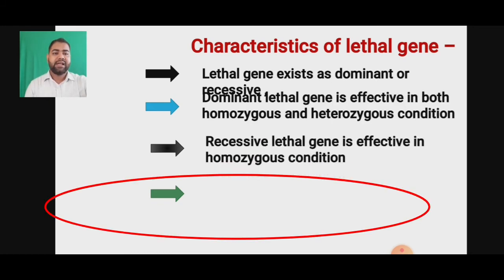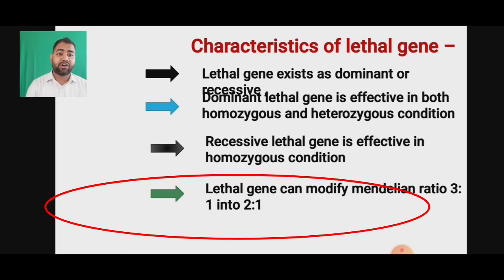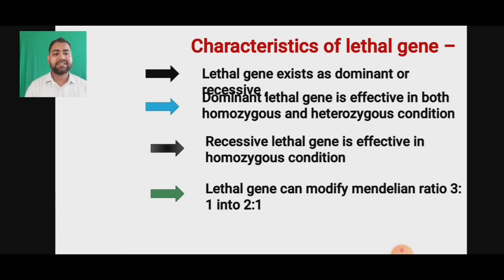Number 1, a lethal gene exists as dominant or recessive. Yes, students, I repeat this: a lethal gene exists as dominant or recessive. A dominant lethal gene is effective in both homozygous and heterozygous condition. A recessive lethal gene is effective in homozygous condition. I repeat this: a recessive lethal gene is effective in homozygous condition. The lethal gene can modify the Mendelian ratio of 3:1 into 2:1.